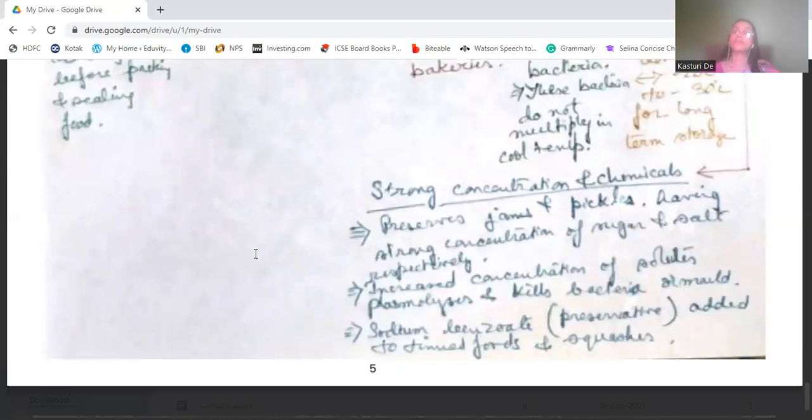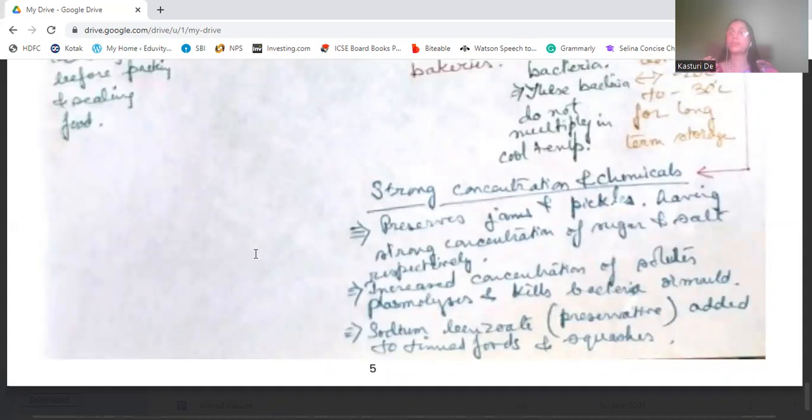They have strong concentration of sugar and salt respectively. So jams contain strong concentration of sugar and pickles contain strong concentration of salt. So that can preserve them. Then increased concentration of solutes. What happens in this is, when the concentration of the solute increases, that will plasmolize the bacteria or mold and that will kill them.